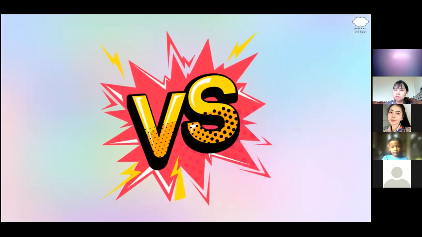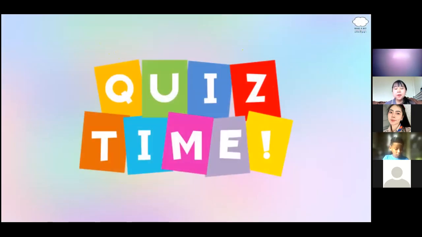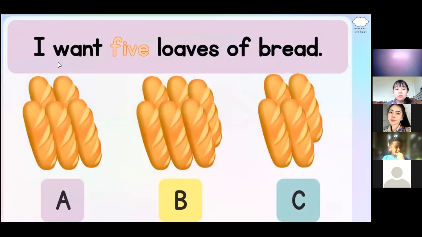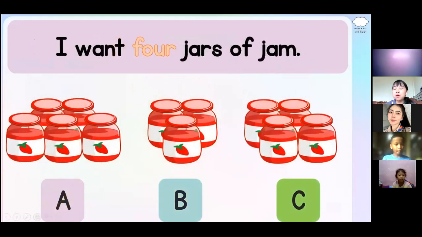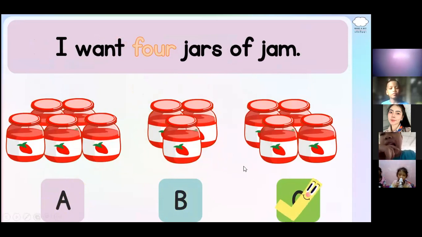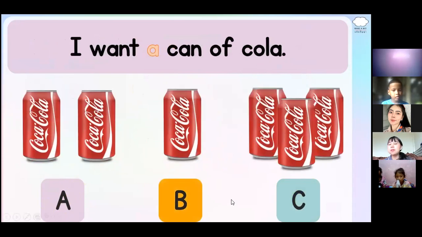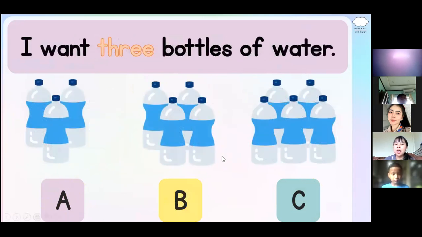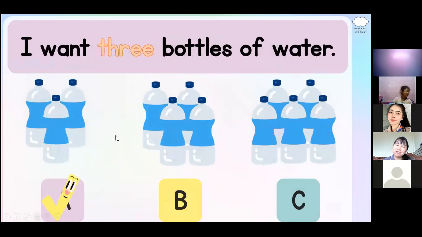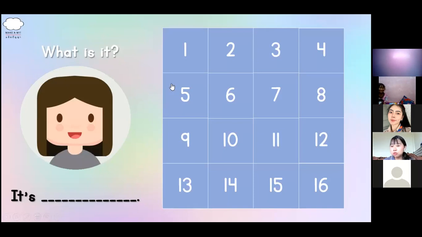Now it's time for the quiz. I want 5 loaves of bread. Good job. I want 4 jars of jam. Very good. I want a can of cola. B. Very good. I want 3 bottles of water. A. Very good. Now choose the number.